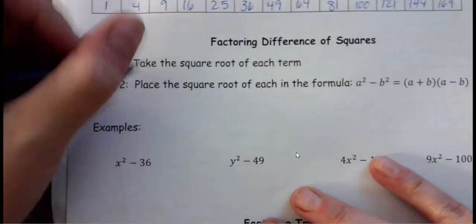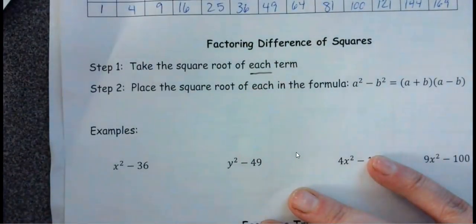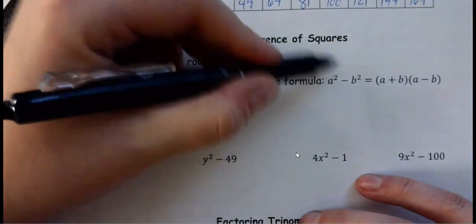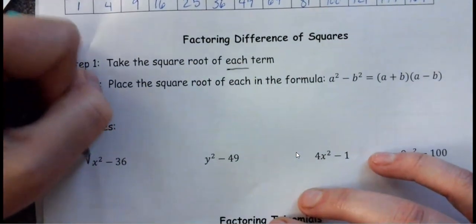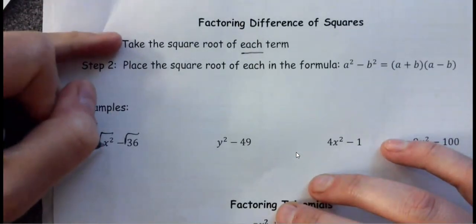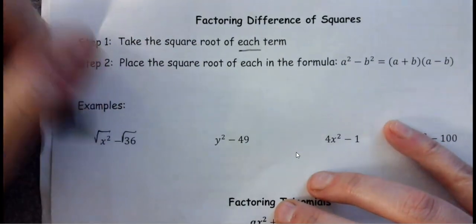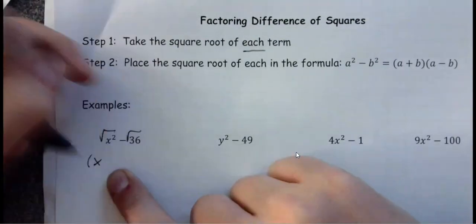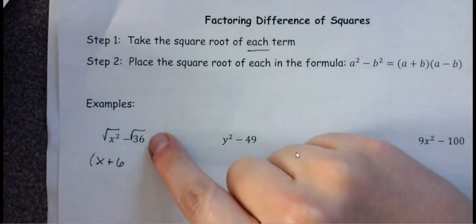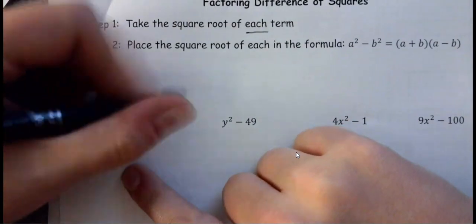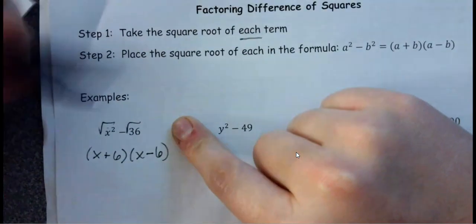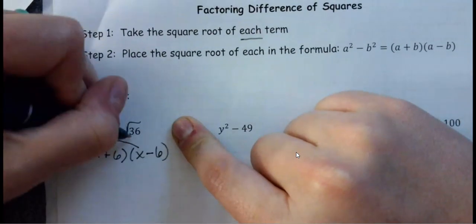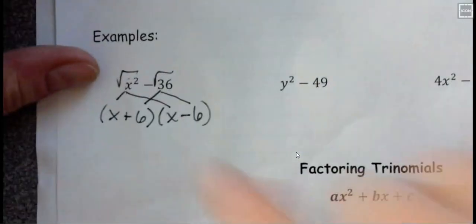What's going to happen is you're going to take the square root of each term, both terms, and then it's going to turn into this. I'll show you. You take the square root of x squared and the square root of 36. The square root of x squared is just x, and you do x plus the square root of that, so 6, and then x minus 6. The square root of this is x, the square root of 36 is 6, and that's what ends up happening.